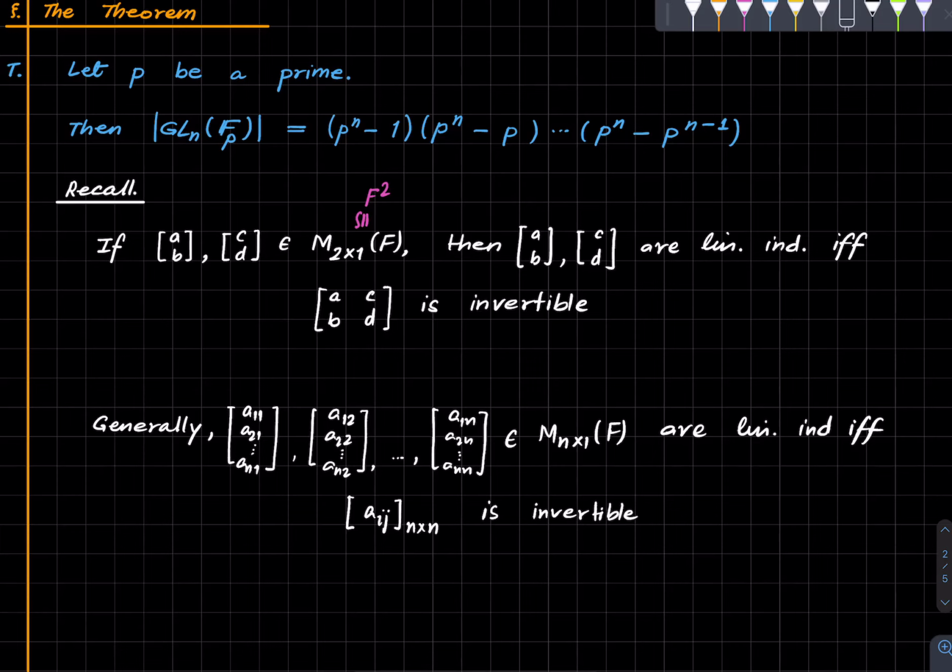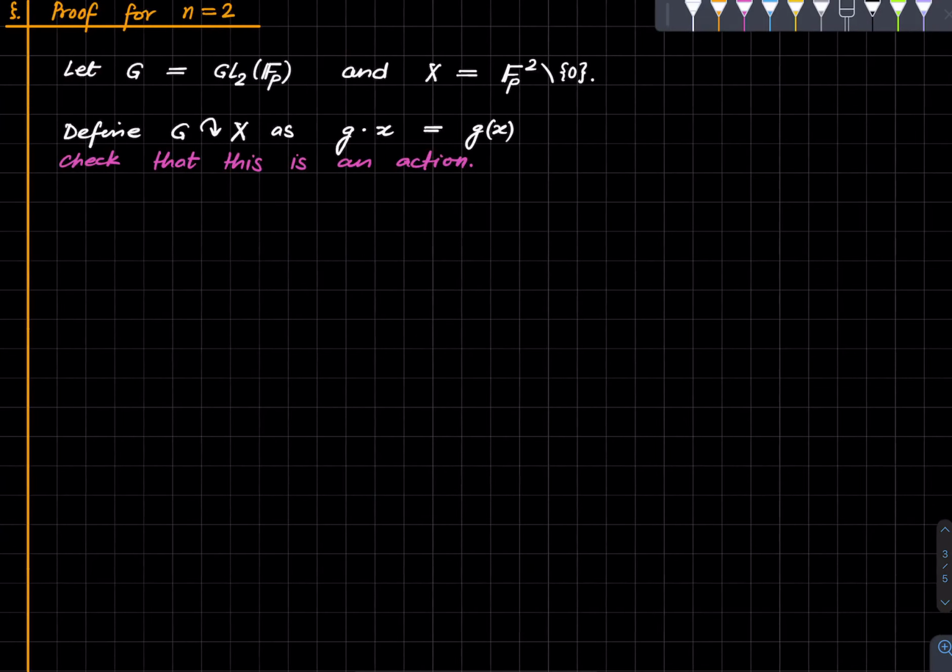And now let's go to the proof of the theorem. We will prove the theorem for n equals 2 and n equals 3, and all the ideas will be contained in those two settings. And the general case I will leave as an exercise. So for n equals 2, let G be this group and X be this set. So let me change it. It's not that set. It's 2 cross 1 matrices over Fp. Essentially, it's the same thing.